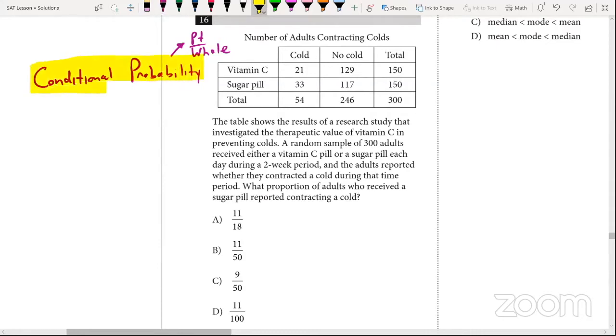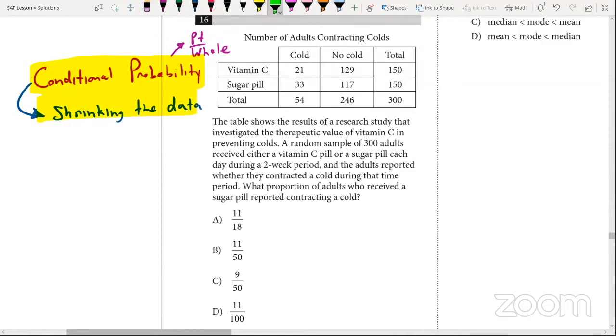But conditional probability is a wonderful SAT topic because it does everything the SAT wants to do. It's more confusing while seeming like it's actually more simple. But conditional probability is the idea of shrinking the data, or focusing on just part of the data is maybe a better way to say that.